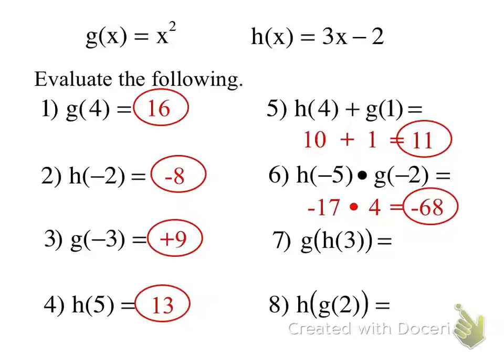The h of 3 is what? 7. Right? And then I take that 7 result and I plug it in here, substitute it in, and it's 49. Do you guys remember that? Okay.